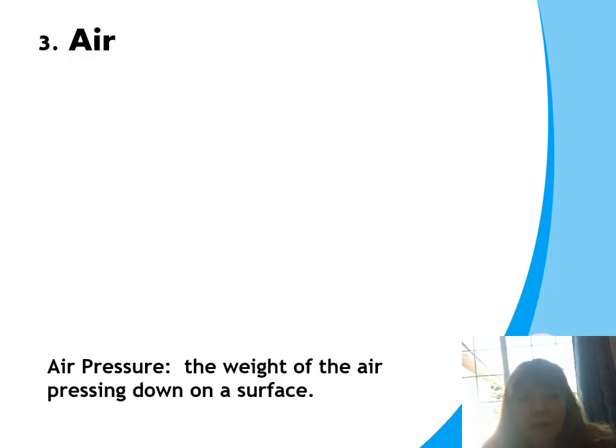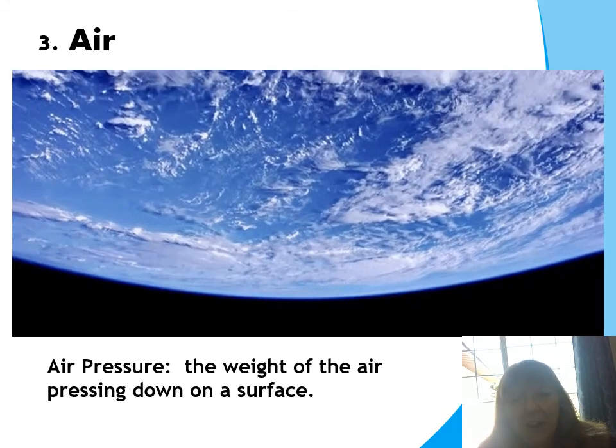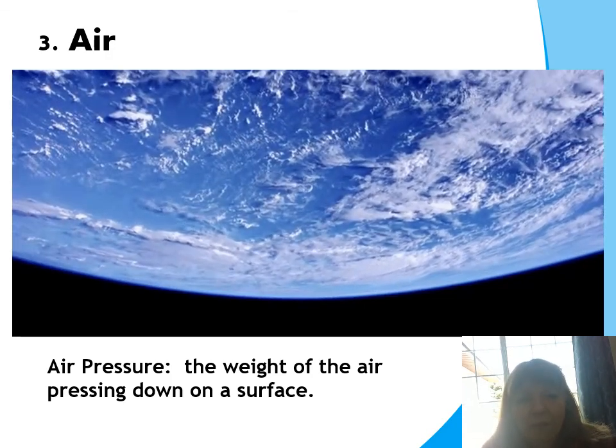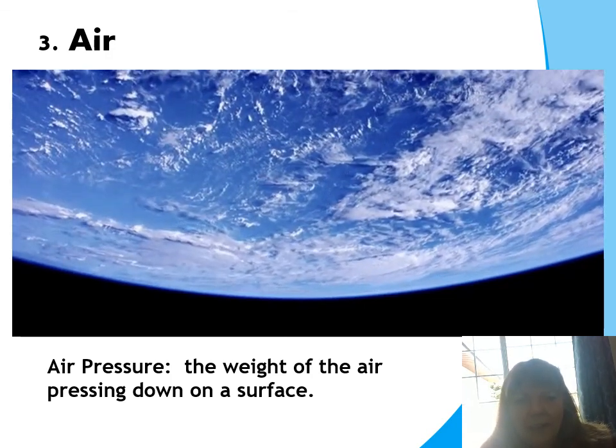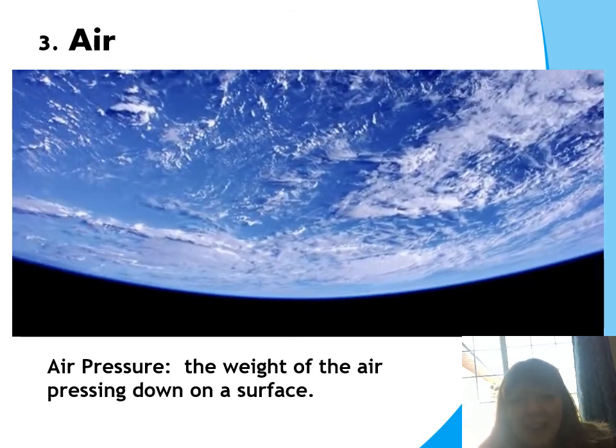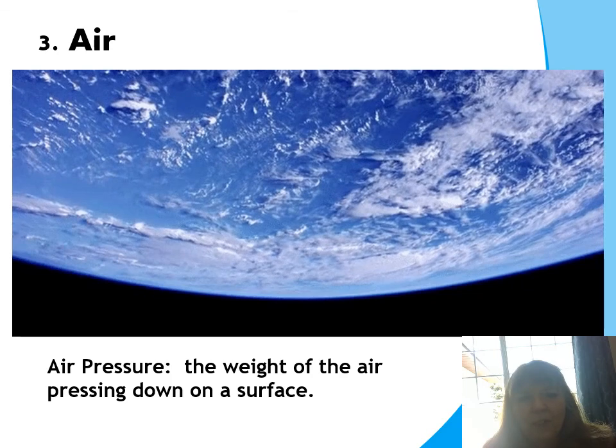Now the third thing that we need for weather is air. And air is all around us. We can't see it, we can't taste it, we can't smell it unless there's something in it. But air is all around us. It makes kind of a blanket around the earth called the atmosphere. And if you look right there on the edge of the earth, you can see that faint blue shadow, and that is the atmosphere. That is the air pushing all around us.